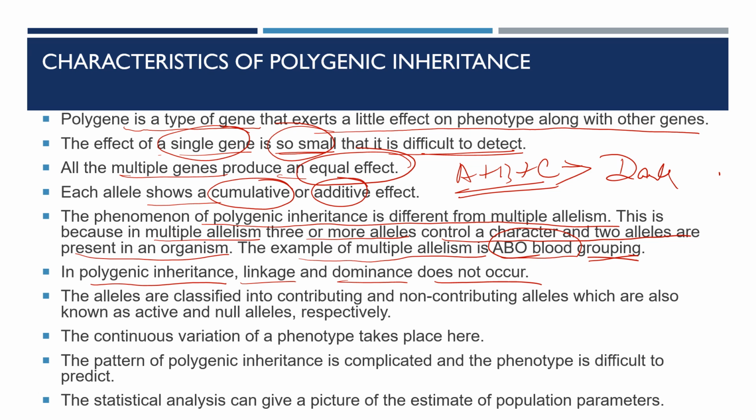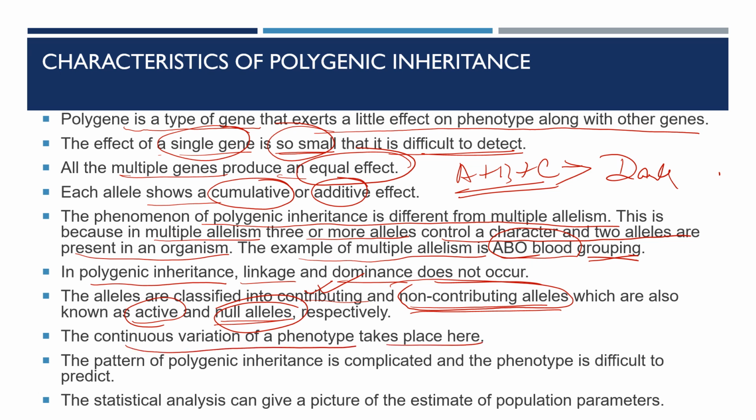Okay, it's like that. The alleles are classified into contributing and non-contributing alleles. That is what we have studied just now in the previous slide, which are also known as active and null alleles. So the contributing alleles are called active alleles and the non-contributing alleles are called null alleles. These are the new terms you are learning. Please make it a point to learn these characteristics. These are very important.